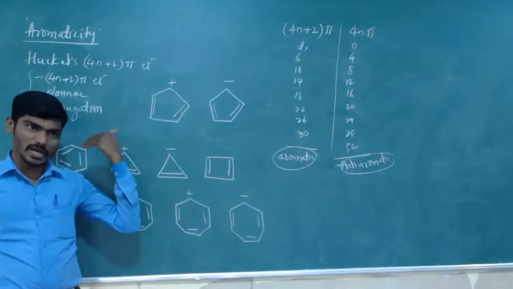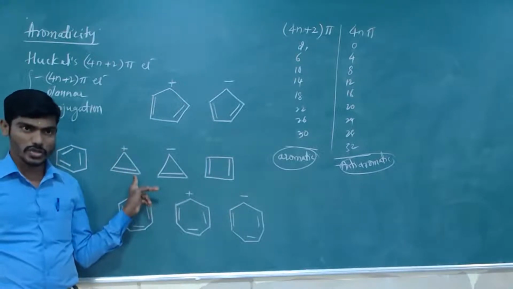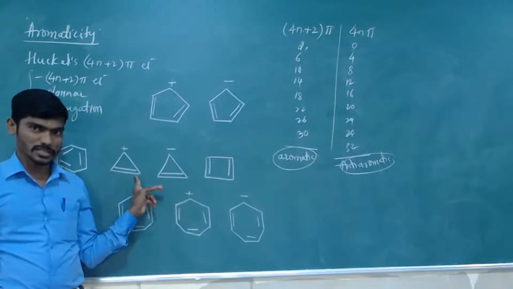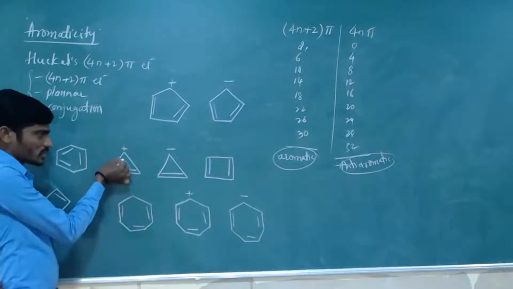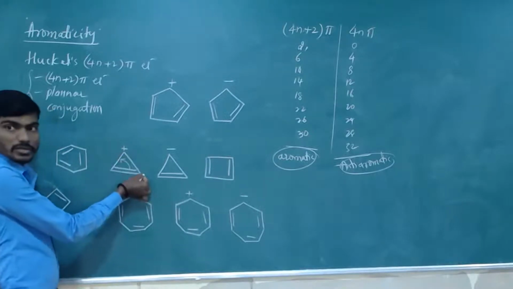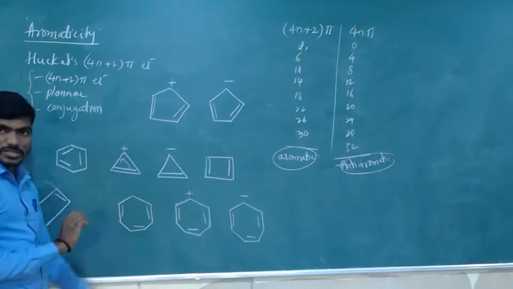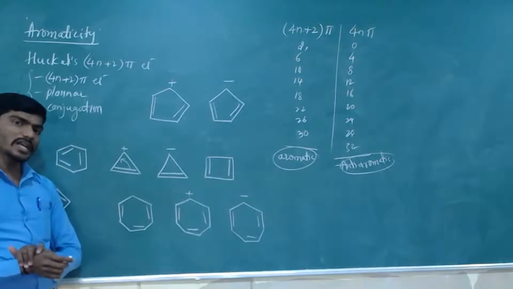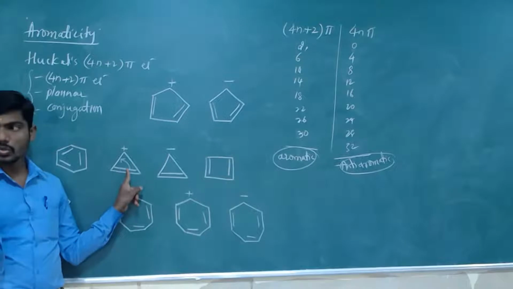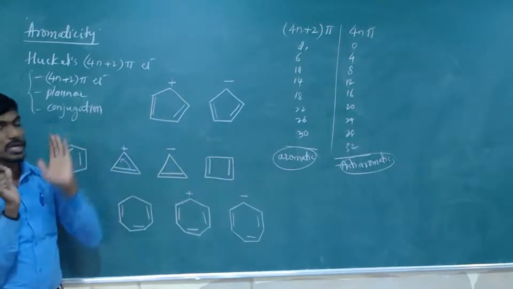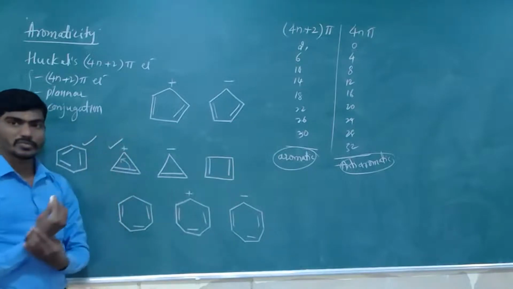Second one, first point, planar. Is conjugation there or not? Conjugation, yes, because there is a plus charge. What about the resonance? Resonance will take place in this case. Okay, the second point is also satisfied. How many pi electrons are there? Only 2 pi electrons, because one double bond gives 2 electrons. So 2 electrons means it is an aromatic compound. Yes, this is also aromatic.